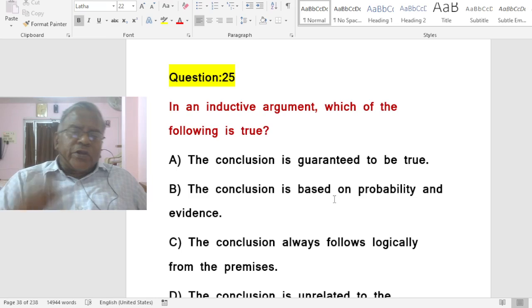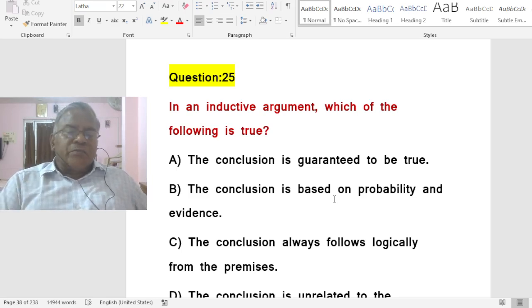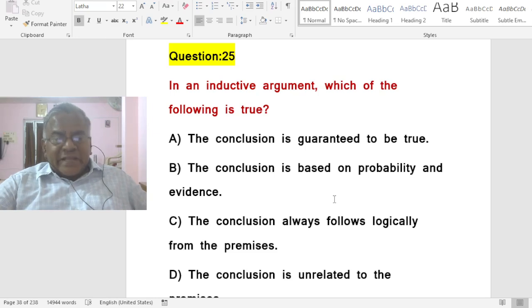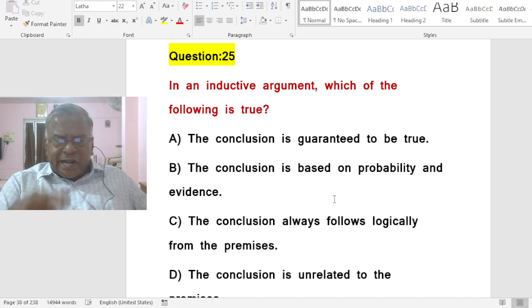In an inductive argument, which of the following is true? A. The conclusion is guaranteed to be true. Guaranteed means by all means it should be true. Categorically it must be true. Now that is a deductive argument. It is not an inductive argument. So the conclusion is guaranteed to be true means that is a deductive argument, not an inductive argument. That is called guaranteed.